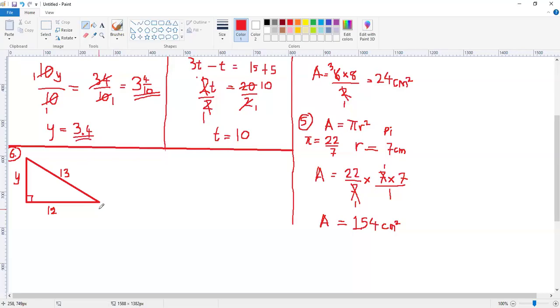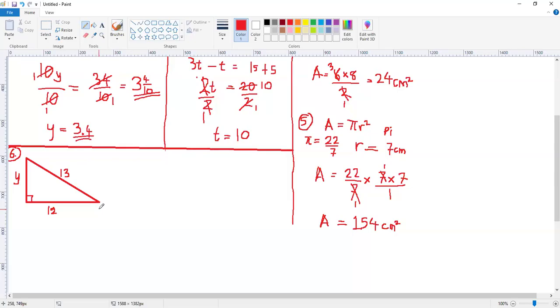Do you have an idea of how we can solve this question? Okay, what we could do, because triangles add up to 180 degrees, is 90 plus 13, which is 103, and then add the 12, 115, and then do 180 minus 115, and that would be your answer.